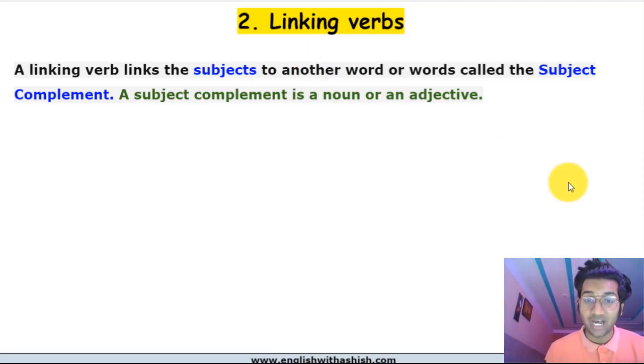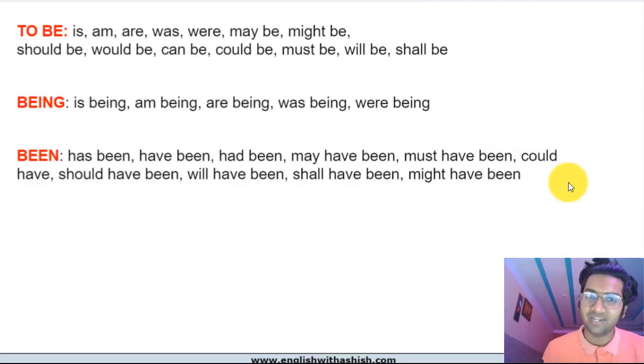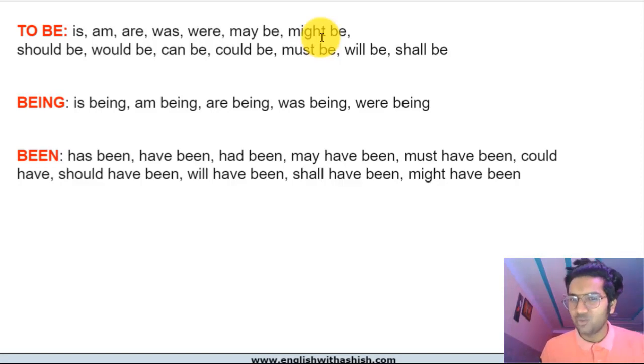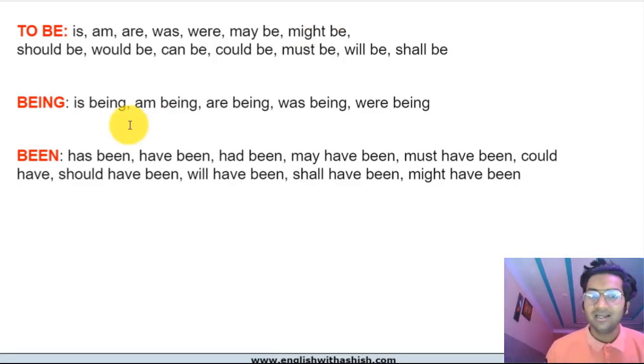Okay. So now let's look at all the linking verbs we have in English. The most common types of linking verbs are the to be form, right? In the to be form, we have three types: to be, the base form; the present participle of to be, being; and the past participle of to be, which is been. In the to be base form, we have is, am, are, was, were, and all the modal verbs plus be: may be, might be, should be, would be, can be, could be, must be, will be, shall be, right? In being, we have is being, am being, are being, was being, and were being, right?